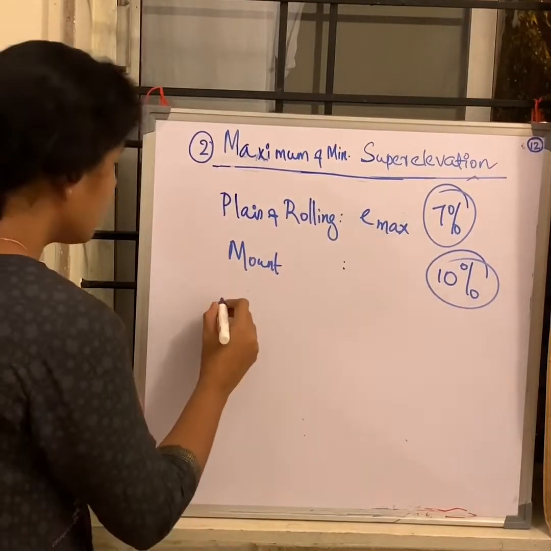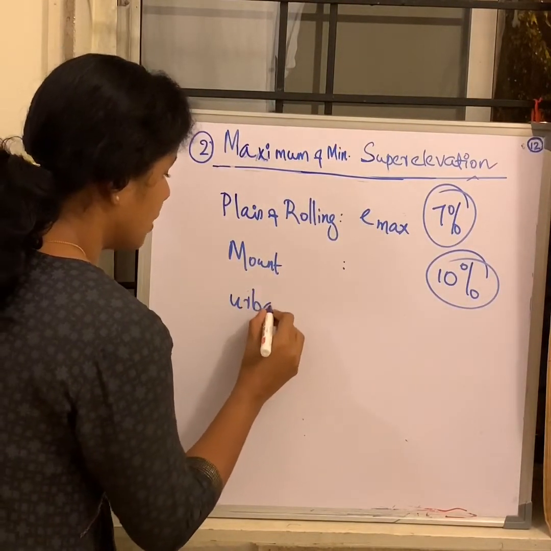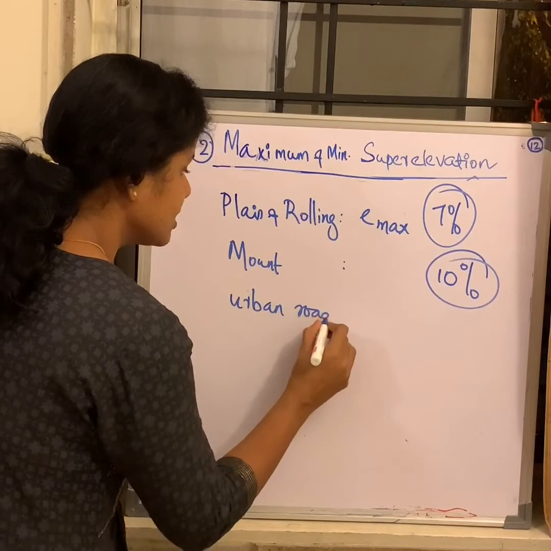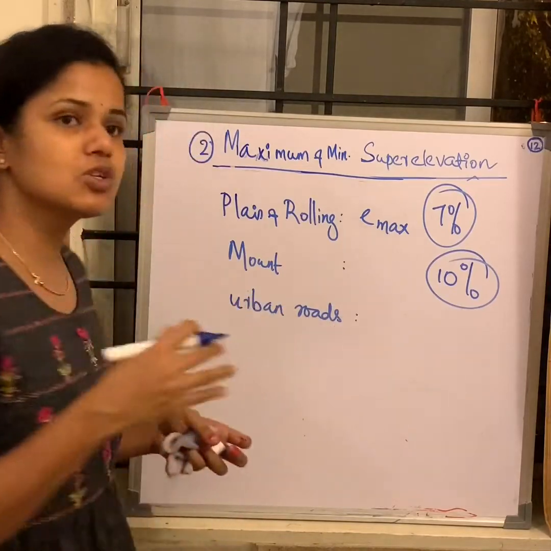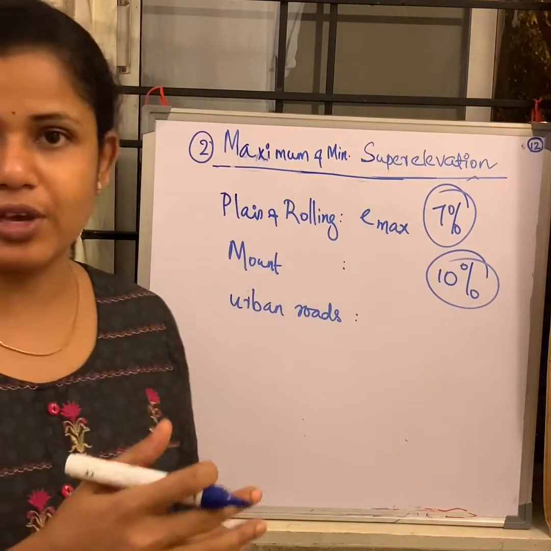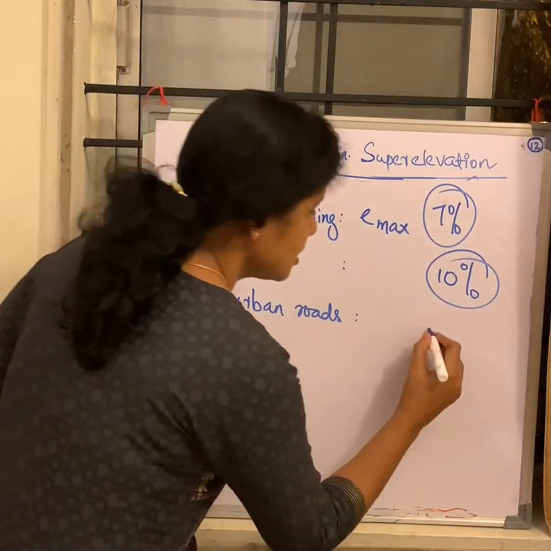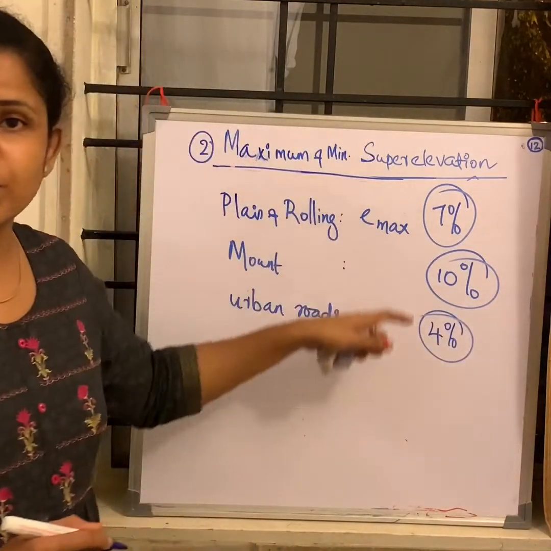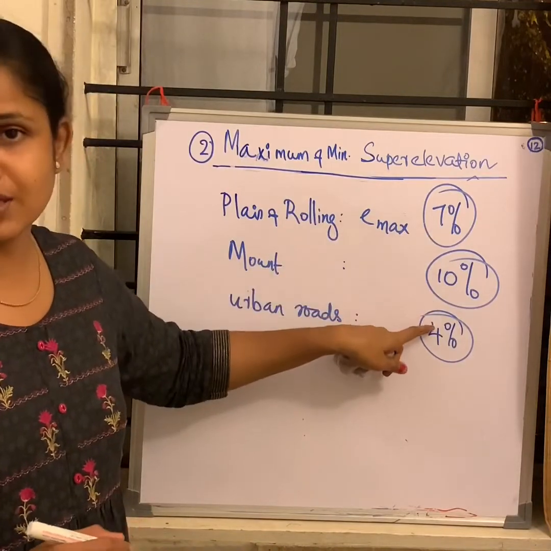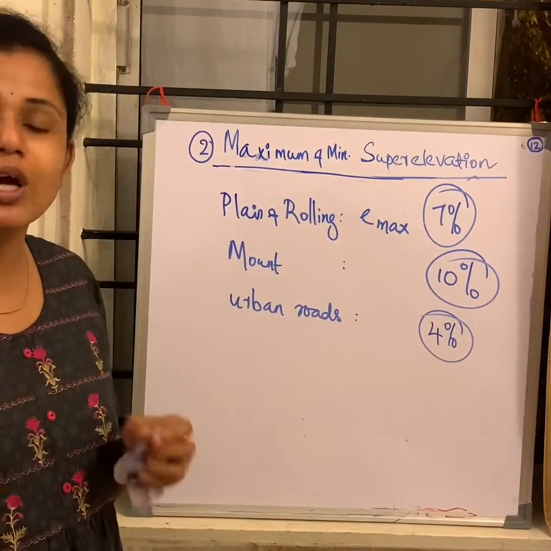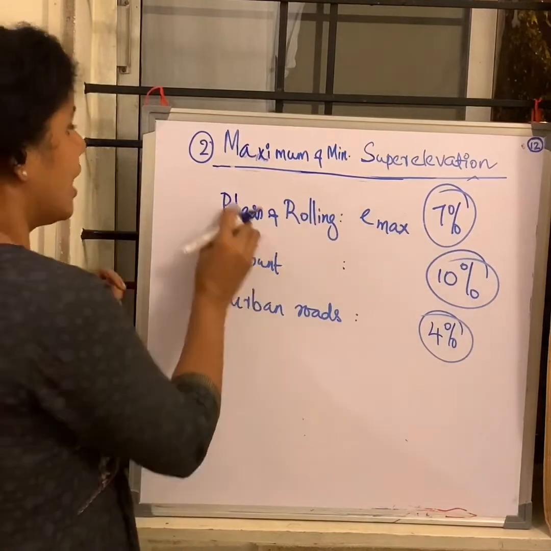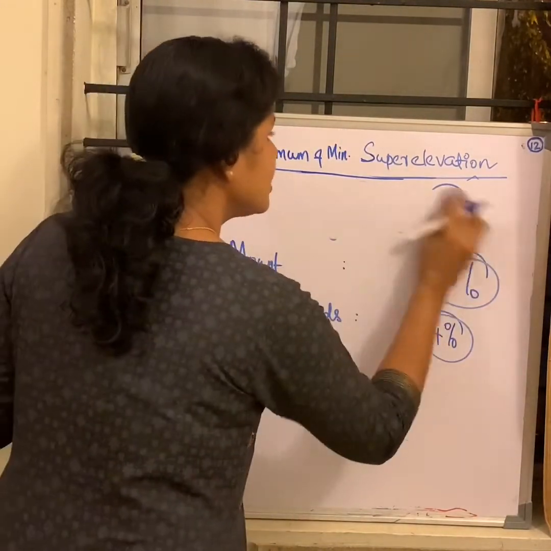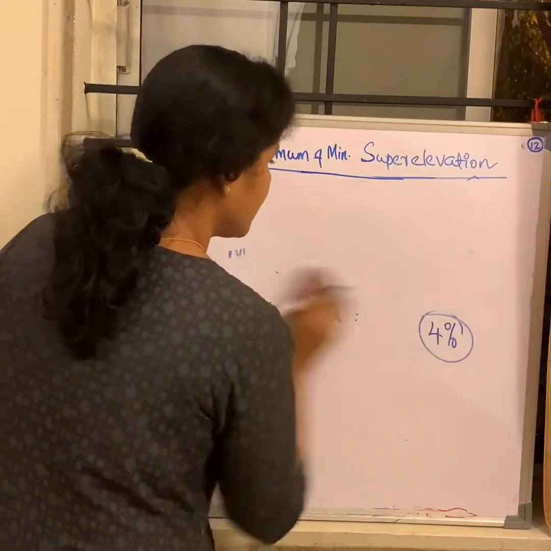Now on urban roads, you have frequent intersections, and for ease of construction and ease of turning of vehicles, the value suggested is 4%. I think it's a good idea to remember all these values: 4%, 7%, 10%. So this is the limitation that IRC is suggesting. Now let's have a look at the minimum super elevation value.